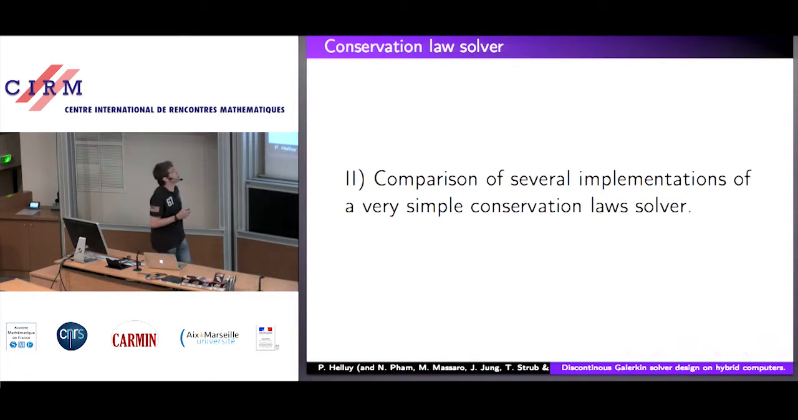such a system. I will not give all the detail because I want to concentrate on programming on modern computers. So for the beginning, I will take a very simple scheme on a very simple geometry, and I will compare several ways of programming this solver.